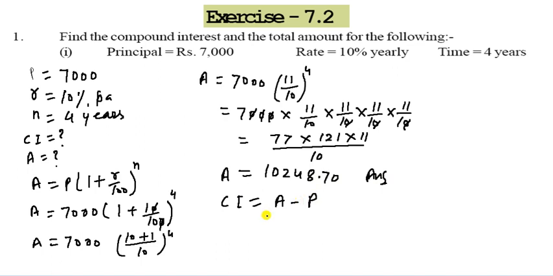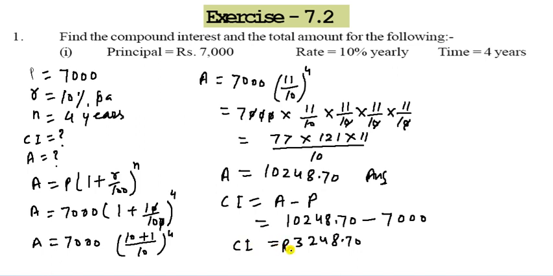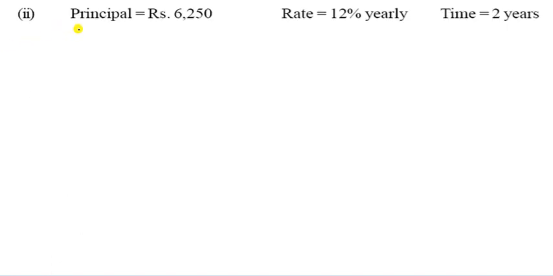And the compound interest CI is equal to A minus P. So let us see. A is 10,248.70 and principal is 7,000. So let us subtract here. 10 minus 7 is 3, so 3,248.70. So that one is the compound interest in rupees. So that will be your answer. It is also in rupees, so you have to write this.